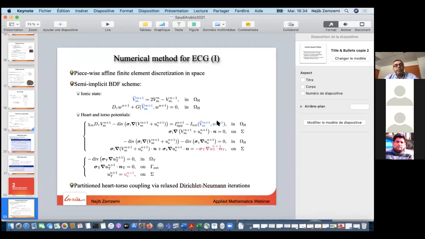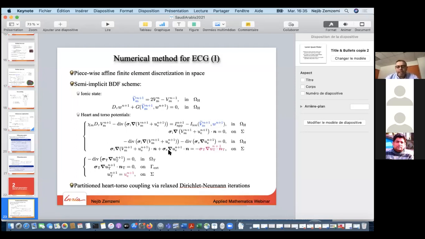So you computed them, and still you approximate the transmembrane potential in the torso. Why? Because this ionic current is a nonlinear one, and to solve it in space, you have a very huge linear problem to solve if you suppose that this is explicit. If it is implicit, then you have a very big nonlinear problem to solve.